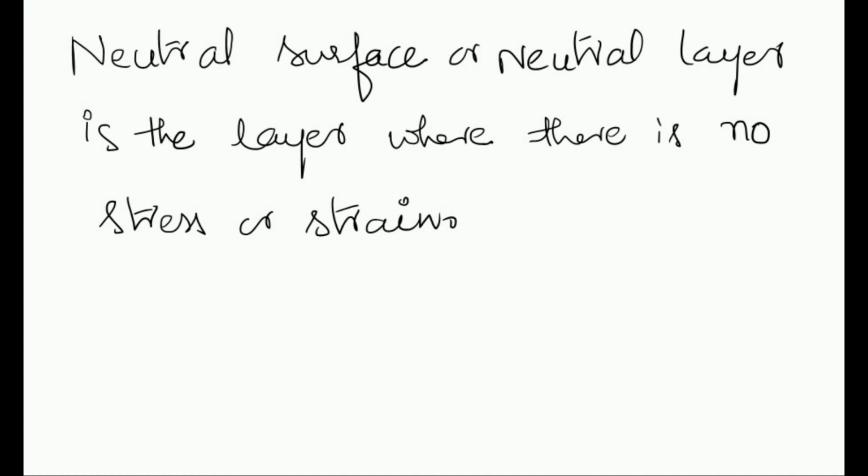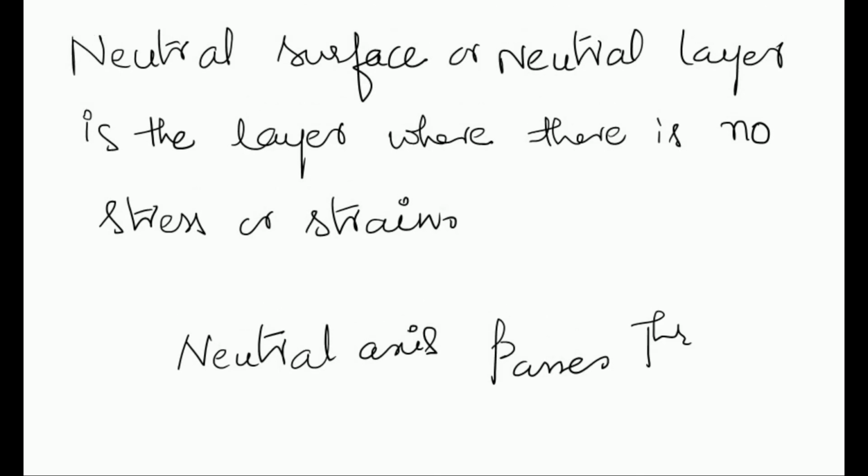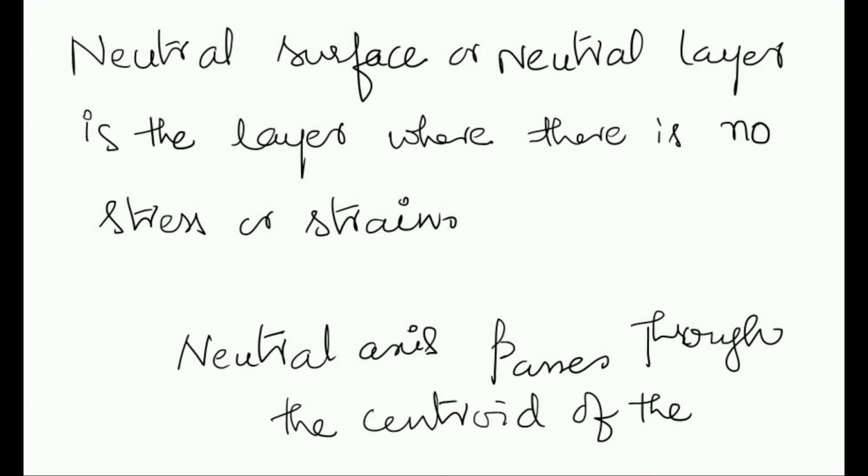Typically, the longitudinal axis passing through this surface is called neutral axis, and typically the neutral axis passes through the centroid of the cross section.